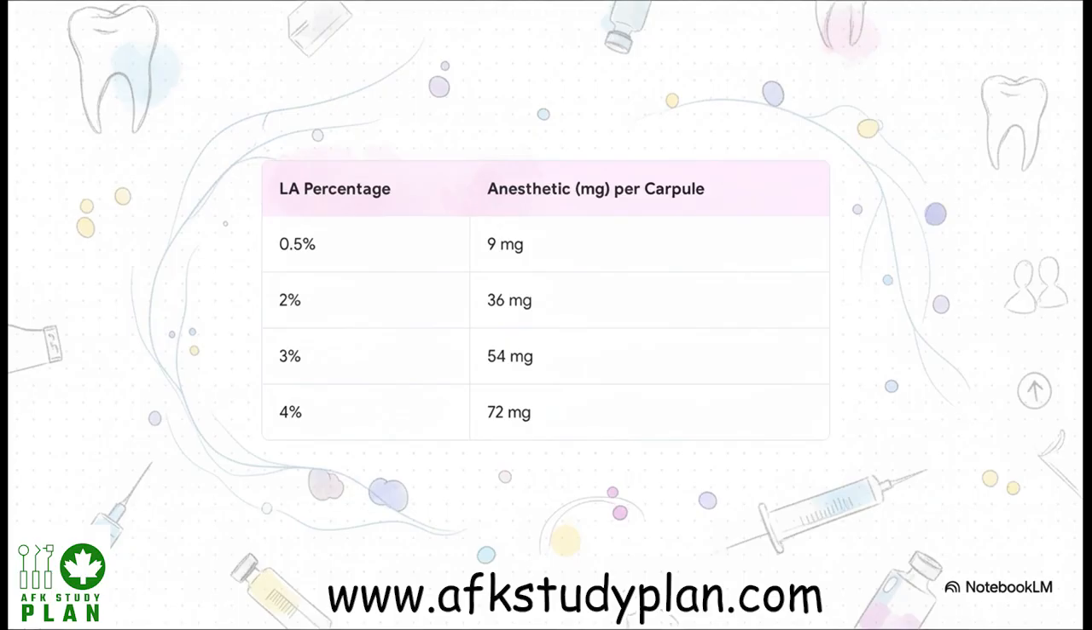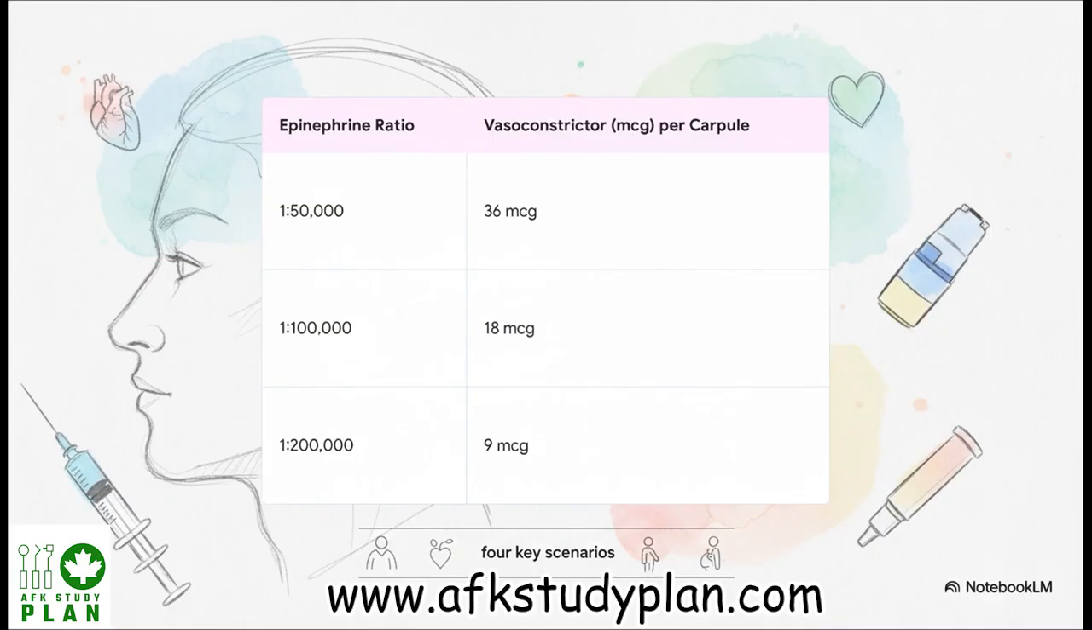The math is easy. A 1% solution gives you 18 milligrams. So a 2% solution, like our good friend lidocaine, just double it. That's 36 milligrams. 4% articaine, double it again, 72 milligrams. You just need to commit these 4 numbers to memory. That's it.